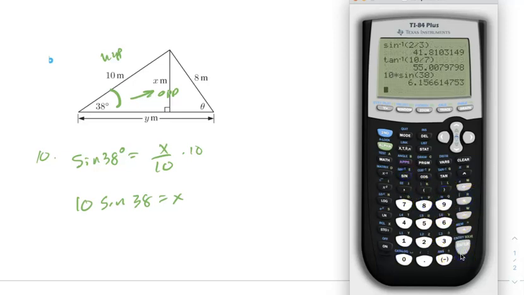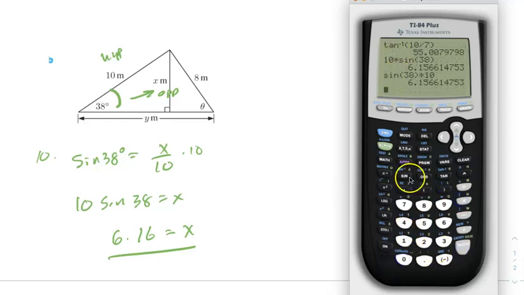Something like that. It's like 6.16. We need 36 again, so this is my x. It's approximately 6.16. By the way, just keep in mind, if you do sine of 38, make sure to close the parenthesis before you times by 10. So it should look like this.